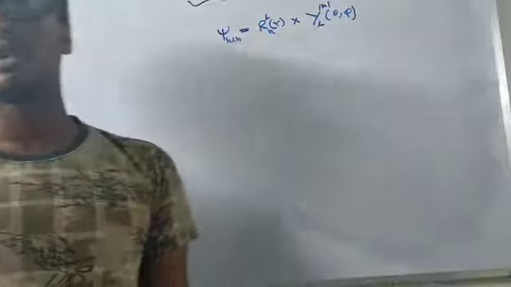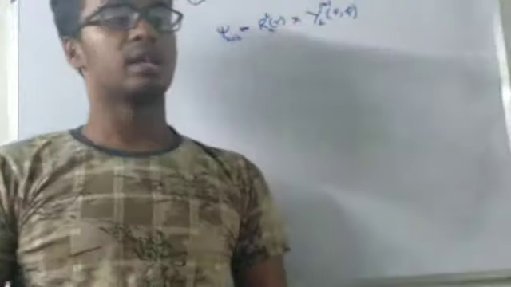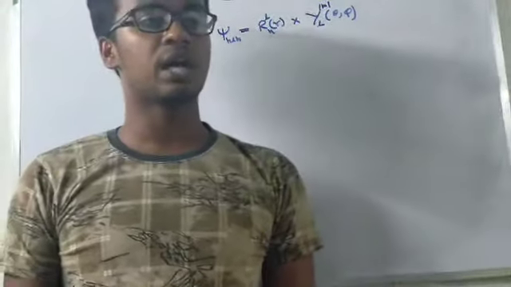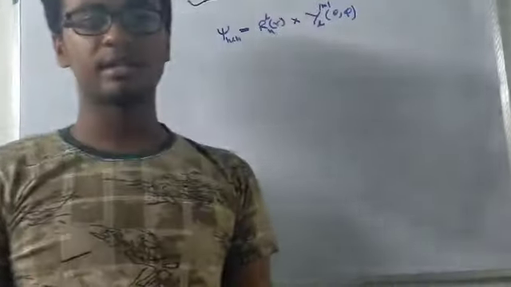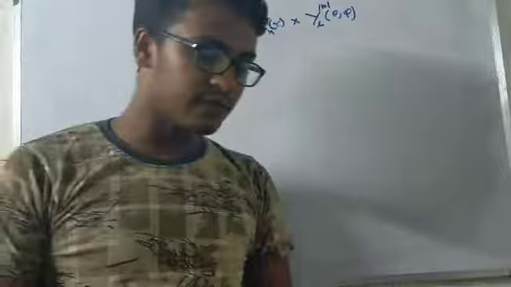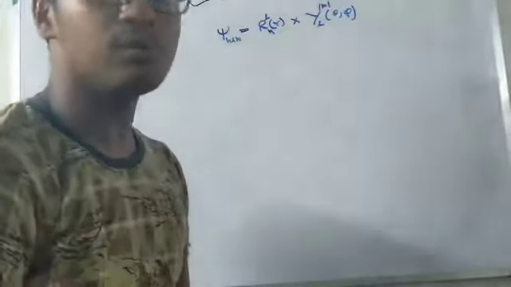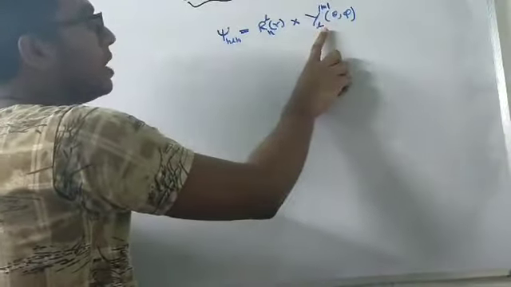Now in the previous video we discussed the radial wave function, the probability density, and the graphical relation between R of r and the distance. Okay, in the previous video we already learned these kinds of things. So in this video we will mainly talk about the angular wave function.